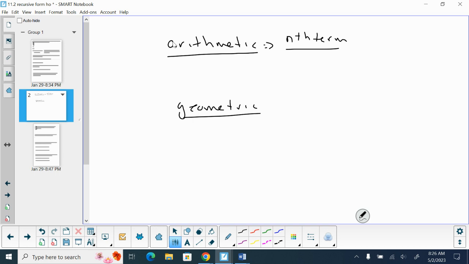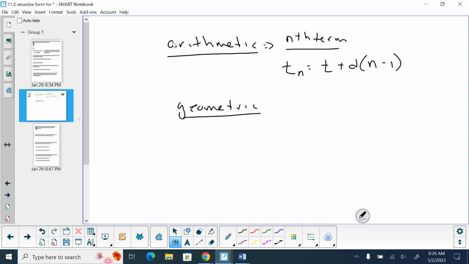To determine the nth term of an arithmetic sequence, Tn, whatever term you're looking for, is equal to your first term plus your common difference times n minus 1. And this is what we developed and proved yesterday with respect to how we can determine an nth term.